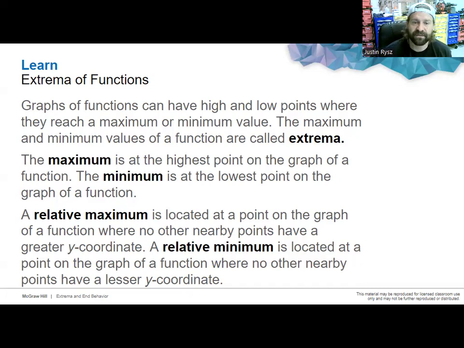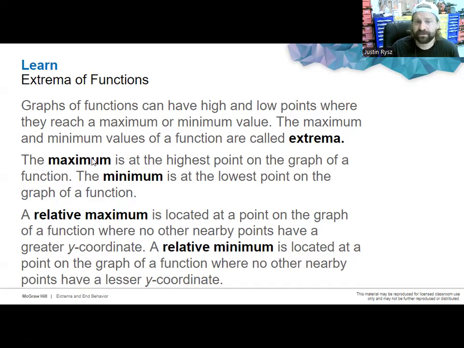Now, a relative maximum is located at a point on a graph where the function has no other nearby points that have a greater y coordinate. And a relative minimum is located at a point where the function has no other nearby points with a lesser y coordinate. So relative means just a certain part of the graph. There's the top of a hill or the bottom of a valley, but it's not the lowest point on the graph. So if you have something that goes up and has a little bit of a dip, that little dip is a relative minimum.